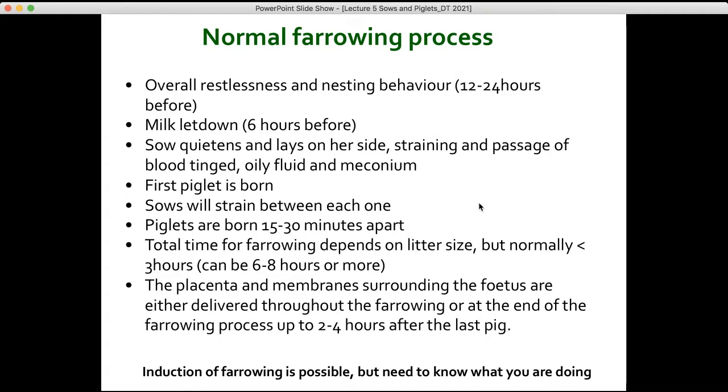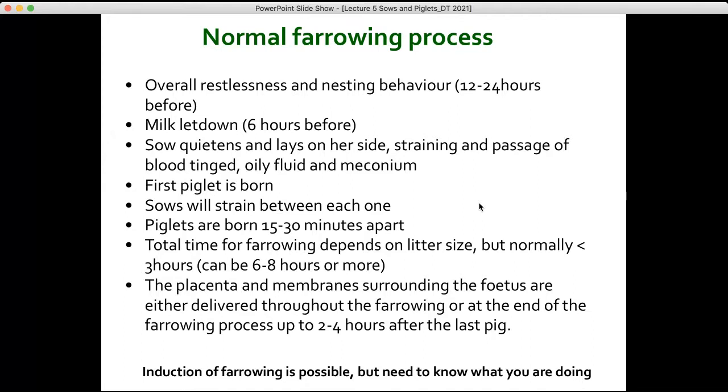I guess the total time for farrowing will depend on litter size. Sometimes it's less than 3 hours, but it can go on for longer, 6 to 8 hours. In those kinds of scenarios, energy becomes a real issue, and that's why offering the sows fibre in the form of straw can be really helpful in terms of giving them that energy to last the farrowing process. The placenta and membranes around the fetuses will be either delivered throughout the farrowing or at the end.